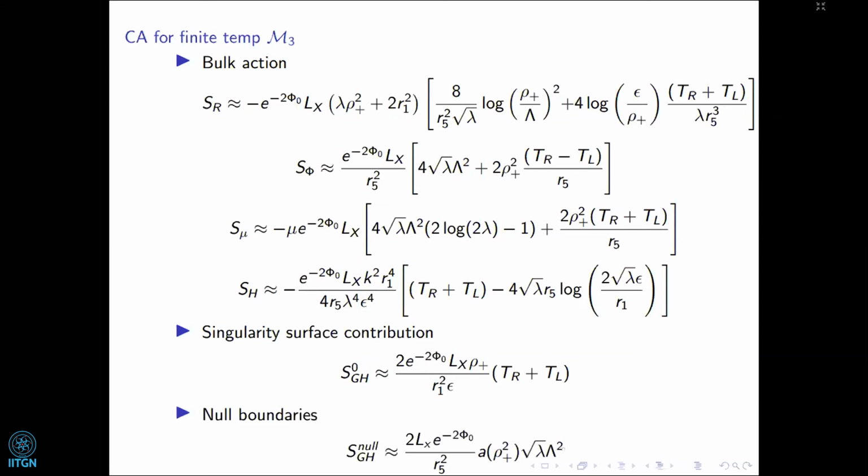And the null boundary contribution is this. So again, you see this lambda square feature, and there is this order 1 number, which is some function of rho plus squared. So this is the result. Now I'll conclude my slides.